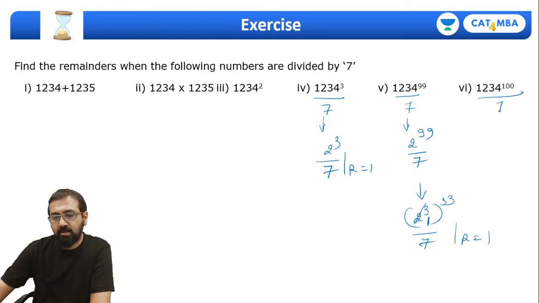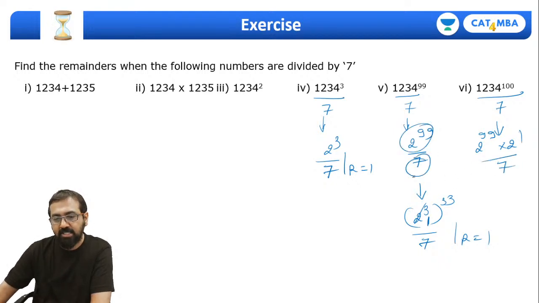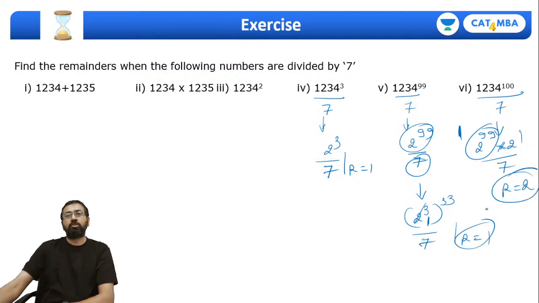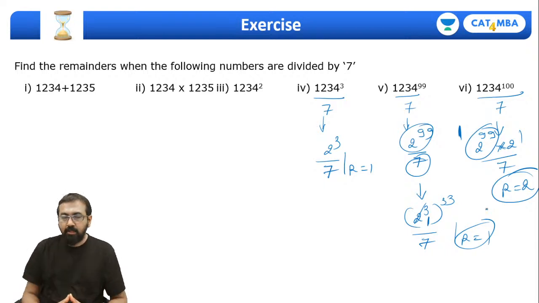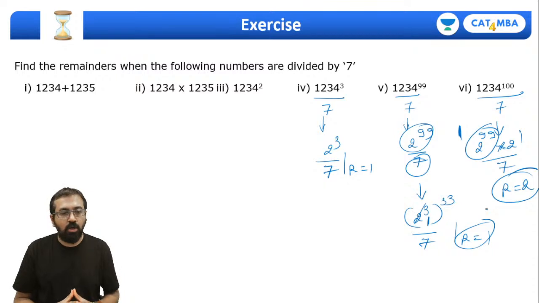Same way, for this number divided by 7, of course it's 2 raised to 99 into 2 raised to 1. Now we have already seen 2 raised to 99 divided by 7, remainder is 1, so we can straight away write down remainder 1 over here. This 1 into 2 is going to leave final remainder as 2, guys. So this is how you can quickly solve these questions, right? I'm sure remainder will be a cakewalk. We will make it that simple for you guys.